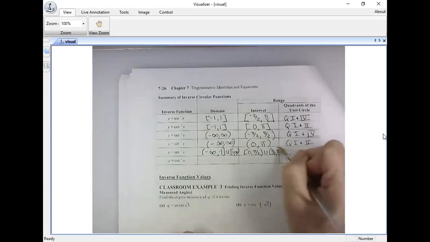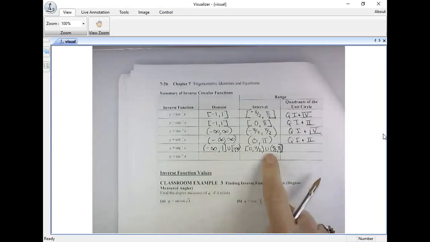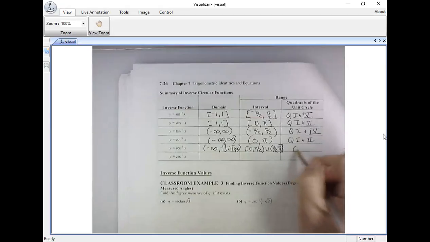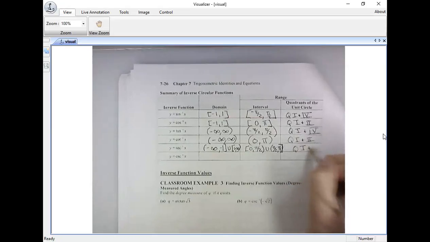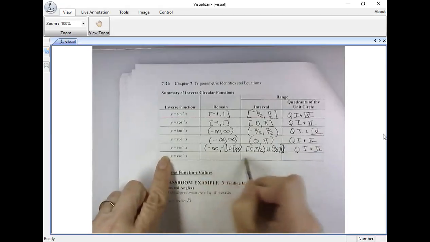Don't get too panic-stricken. You're not going to get a lot of questions like this on the test. This is just kind of making sure you put the pieces together. And that means we're in quadrants what? 1 and 2, right? And then for cosecant, see if you can tell me what you would fill in here.